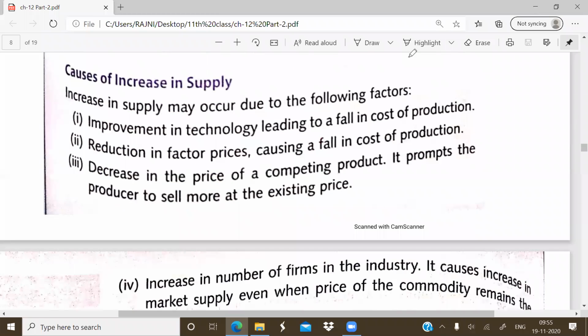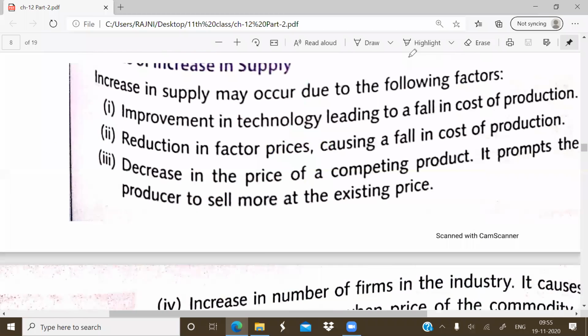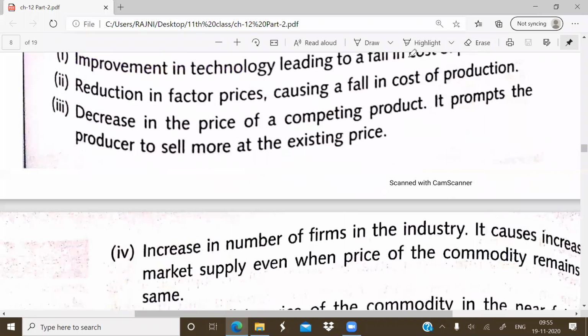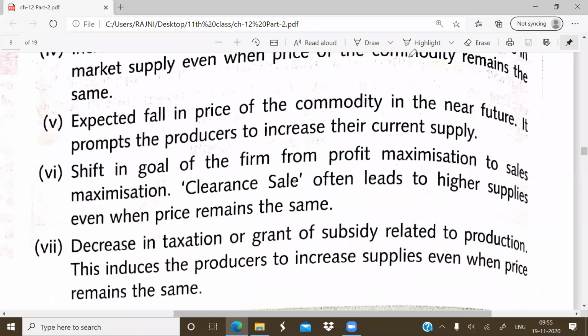On the opposite side, what is the main reason? Increase कैसे हो सकता है? जो हमने determinant study किए थे, ड्यू टू दैट रीजन कि अगर हमारी टेक्नोलॉजी में इम्प्रूवमेंट हो गया, हमारे फैक्टर्स ऑफ प्रोडक्शन के प्राइसेस कम हो गए, किसी रिलेटेड गुड्स के प्राइस में कमी आ गई, नंबर ऑफ फर्म्स इंक्रीज हो गई, मार्केट के अंदर फ्यूचर में एक्सपेक्टेशन है कि नियर बाय जो प्राइसेस है वो कम हो जाएंगे, तो प्रोड्यूसर प्रेजेंटली ज्यादा सेल करने लग गए. गोल जो था फर्म का वो प्रॉफिट मैक्सिमाइजेशन से सेल मैक्सिमाइजेशन पे आ गया.